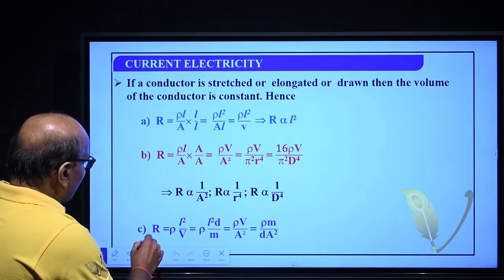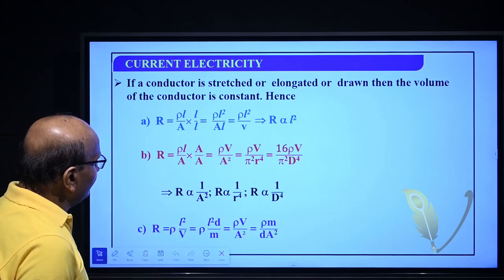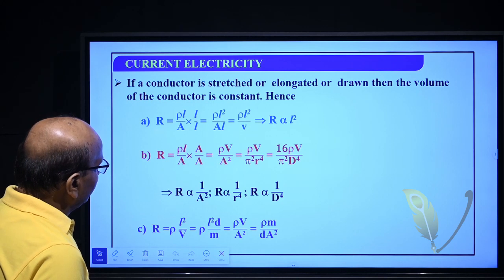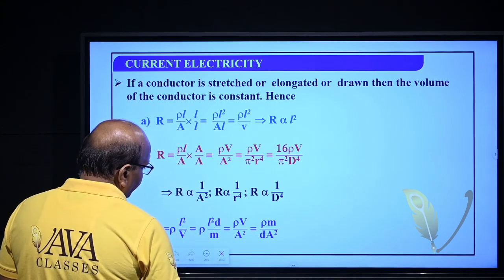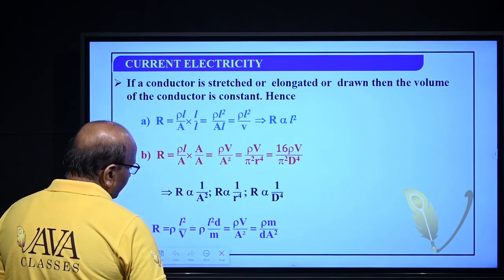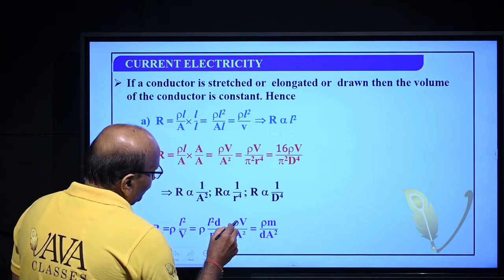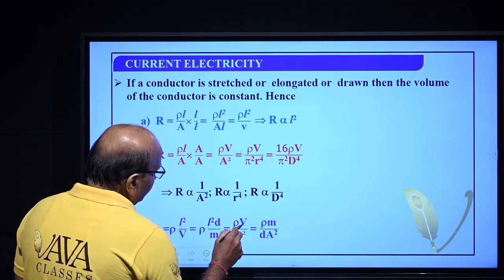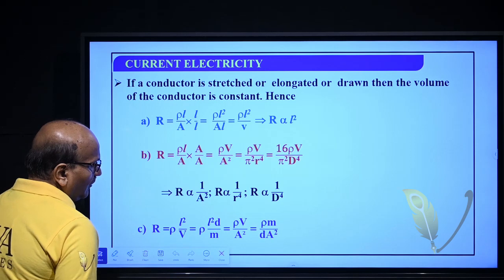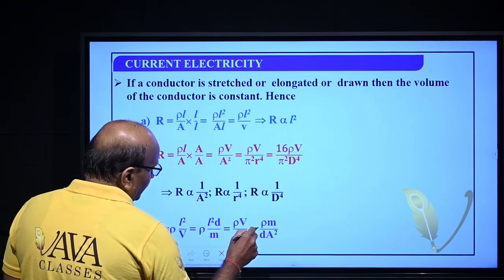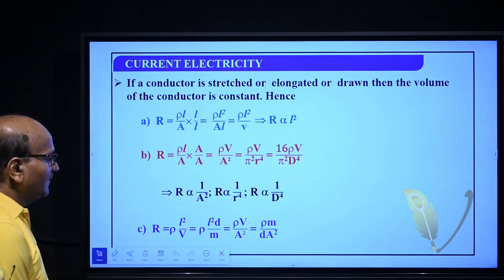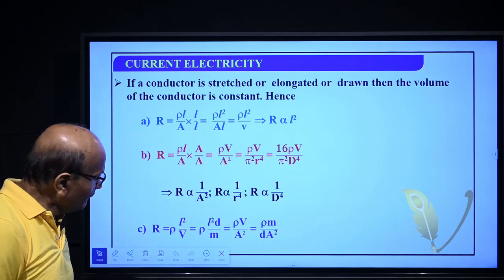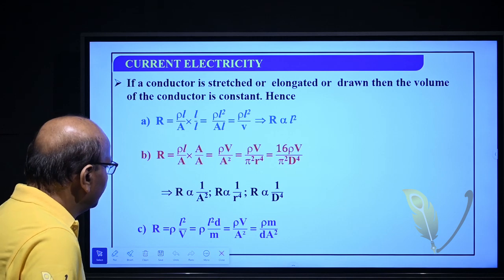So see, R is equal to rho L square by V or rho L square D by M. Volume is equal to mass by density, because we know mass is equal to volume into density. Here D is the density of the material of the wire. So we can write rho L square into D by M, or rho V by A square, or rho M by D A square. We replace volume with density and mass.